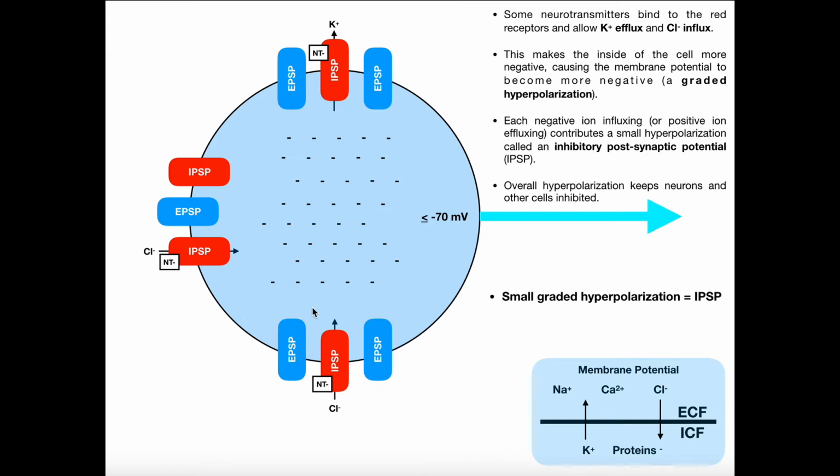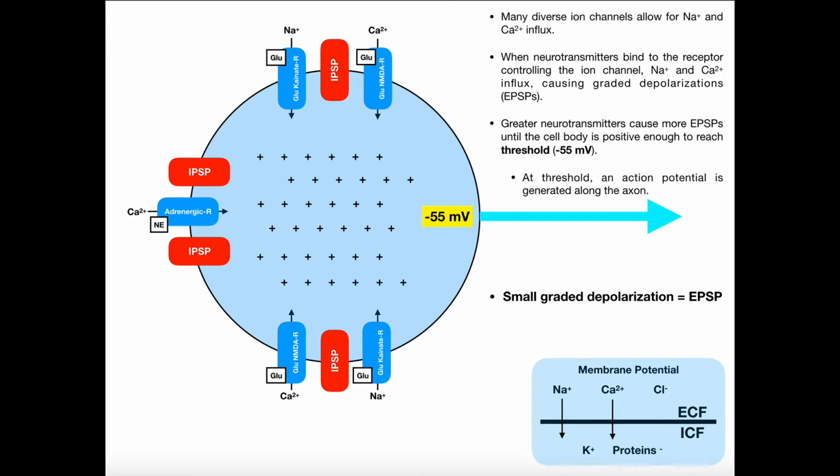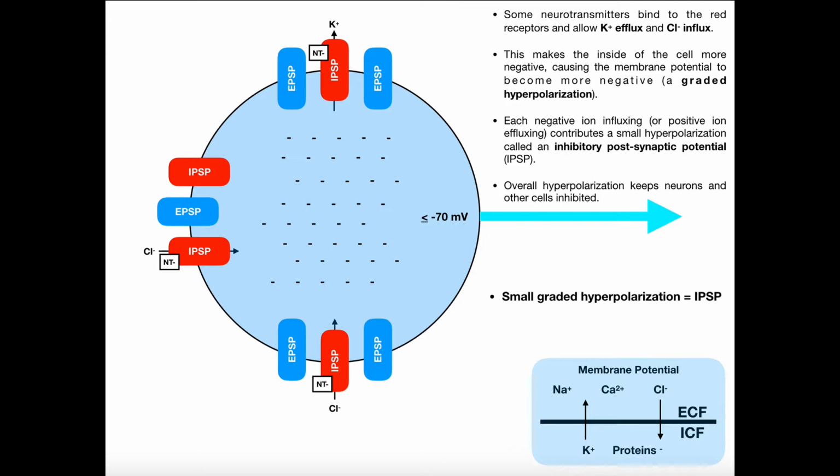So let's look at these proteins here. And what we're going to see is that they pretty much behave very similarly to the ones we just looked at, except they're going in the opposite direction. Okay, so let's look at this one right here. So this also represents a receptor and an ion channel.